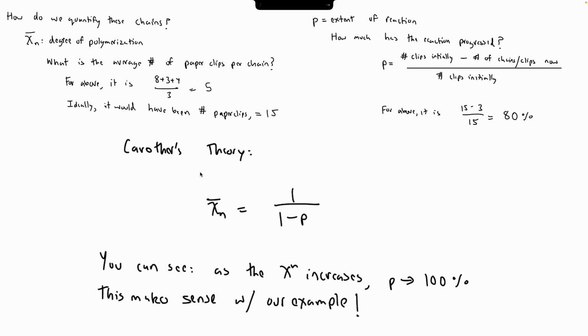So this is what Carothers theory quantifies: the relationship between the degree of polymerization and the extent of reaction. It says that Xn, the degree of polymerization, equals 1 over 1 minus p, where p is the extent of reaction. So here we can see that as Xn increases, p approaches 100%. That makes sense given our example, where we had a p of 80%, so 1 over 1 minus 80% gives us 1 over 1/5, which is 5, our degree of polymerization. But if we increase p to, let's say, 95%, we would get 1 over 1 minus 19 over 20, which gives us 20 for our degree of polymerization. So as p increases, or gets closer to 1, we get an Xn that's much, much larger.